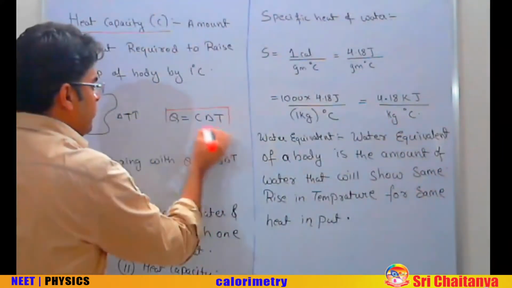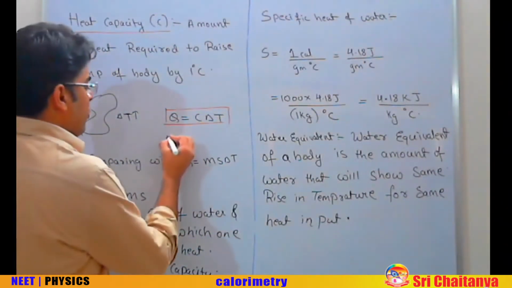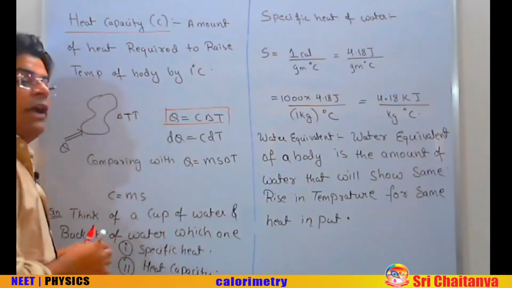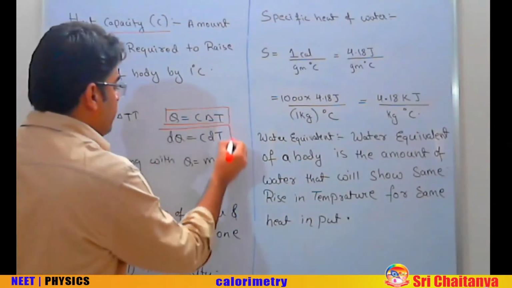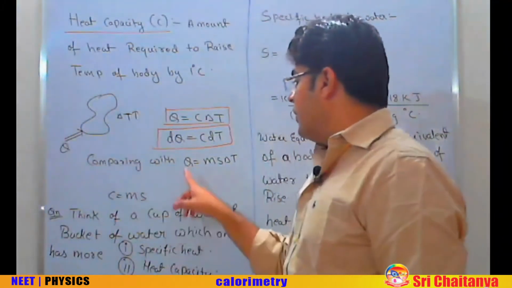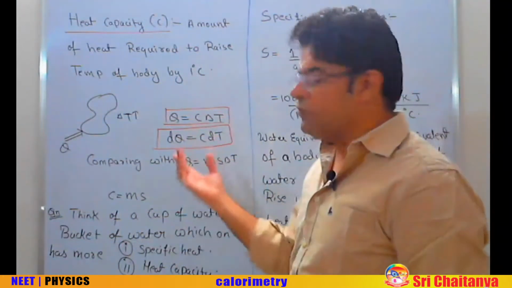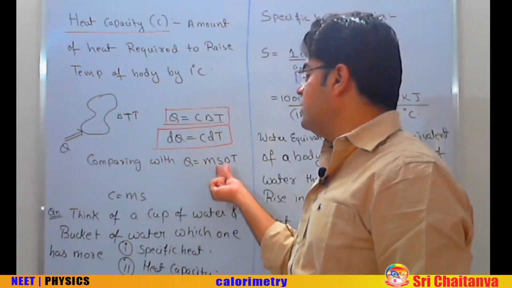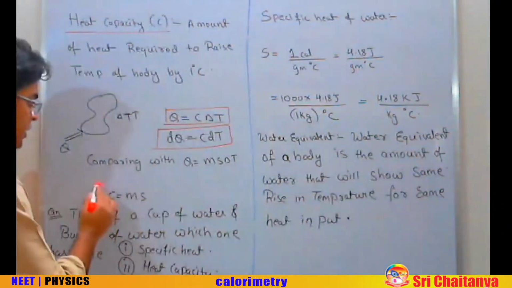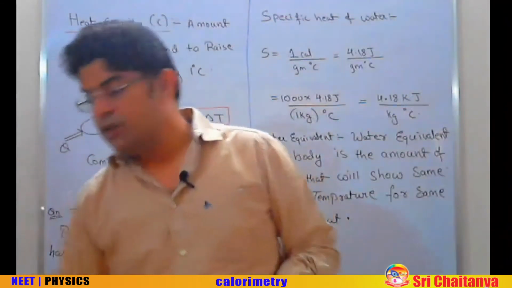This is the first thing. Again, second thing, in the world of physics, everything is defined in the differential format. So the actual definition is dq equals C dt. That the infinitely small heat supplied to the body equals its heat capacity times the infinitely small rise in temperature. Comparing this Q equals C delta T with the last equation, that is Q equals mass of the body times its specific heat times the delta T, we can say that heat capacity equals mass times specific heat.